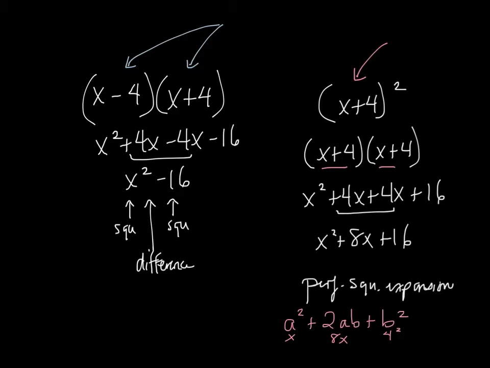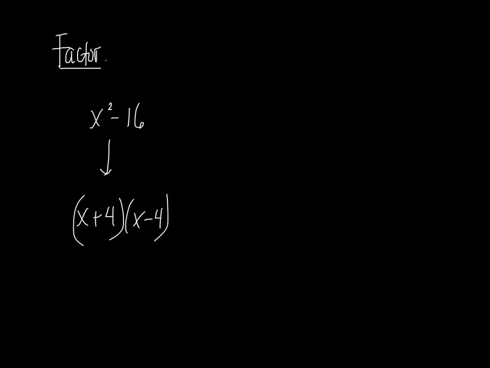So, look at the next slide. Those were not factoring, those were expanding and simplifying. Now we're going to take it in the opposite direction, the exact same thing, and we're going to factor or factorize. So if I give you x squared minus 16, your goal is to get to x plus 4, x minus 4. Or if I give you x squared plus 8x plus 16, your goal is to get to x plus 4 times x plus 4, or x plus 4 squared.